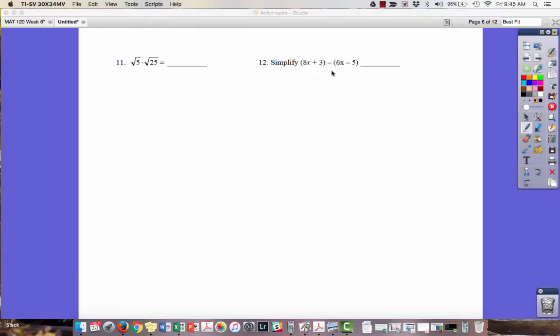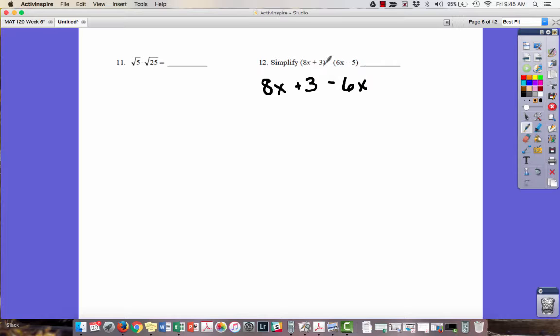This next one, we're simplifying. So really, I'm taking this second set away from this first set. So I have 8x and 3. I'm taking away a 6x, and I'm taking away a negative 5. So if I say minus a negative 5, that really gets turned into an addition question. So it becomes plus 5. So really, when you have that subtraction sign, all the signs inside switch. So instead of having positive 6x, I have negative 6x. Instead of saying subtract 5, I'm adding 5 because I'm basically taking away a positive. And then when I take away a negative, it becomes a positive.